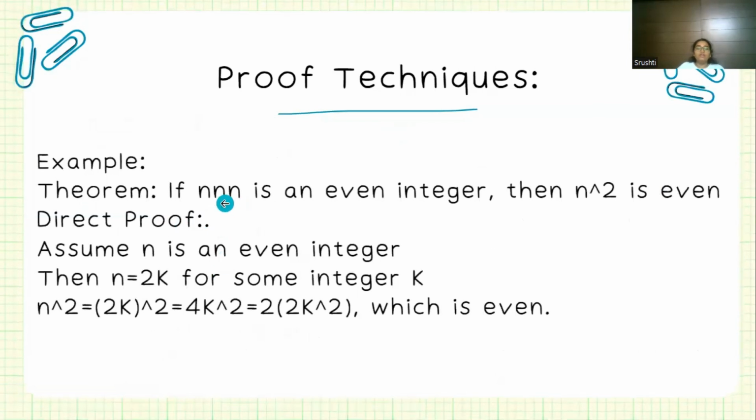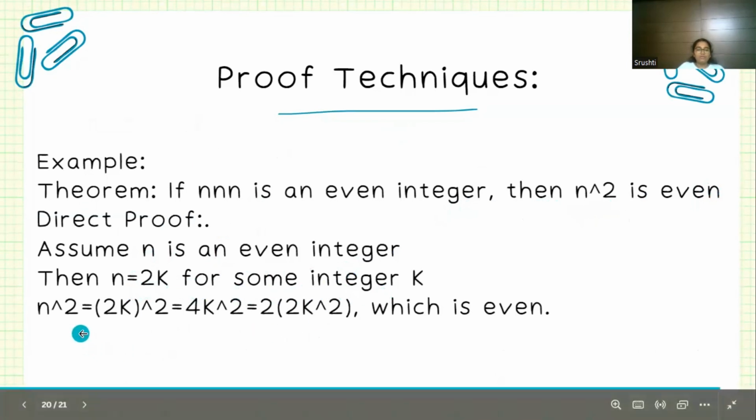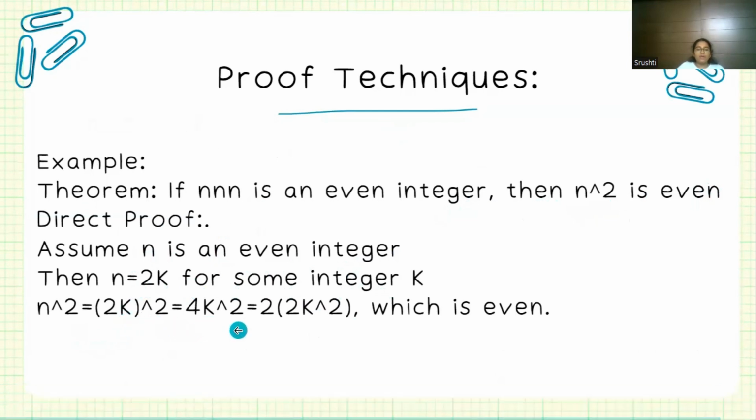Example theorem. If n is an even integer, then n to the power 2 is even. Direct proof. Assume n is an even integer, then n equals 2k for some integer k. n to the power 2 is equal to (2k) to the power 2, which is 4k to the power 2, which equals 2 times 2k to the power 2, which is even, and so on.